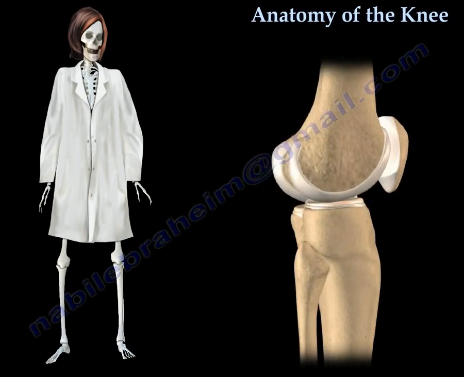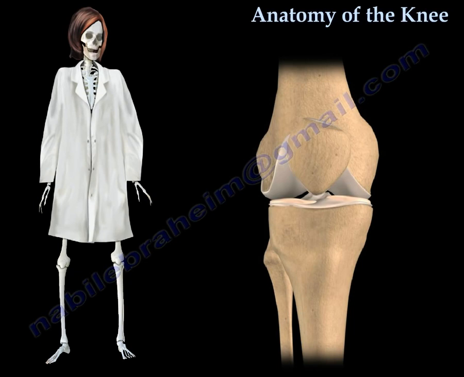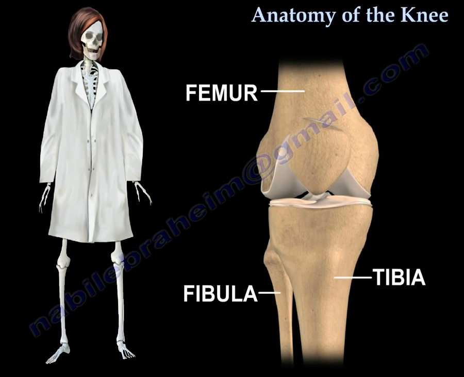The knee is one of the most complex joints in the body. This is the anterior, or the front view, of the knee. The knee is made up of four main bones: the femur, the tibia, the fibula, and the patella.